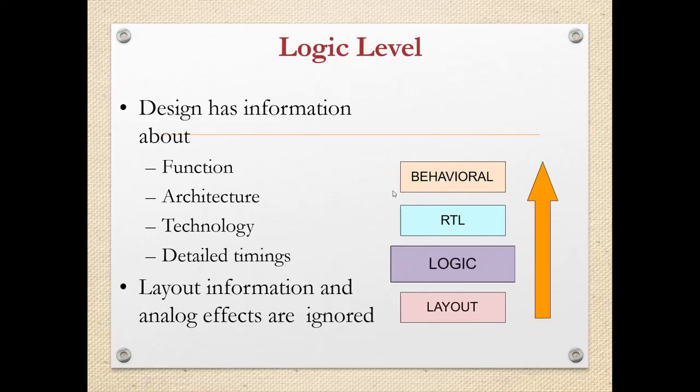The second level of abstraction is the logic level. The design has the information about function, architecture, technology, and the detailed timings. The layout information and the analog effects are ignored. So at the second level of abstraction, that is the logic level, the layout details are not considered. Only the function, architecture, technology, and the timing details are considered.